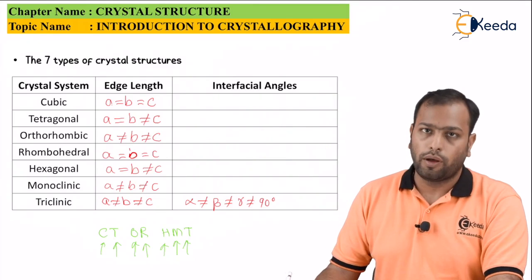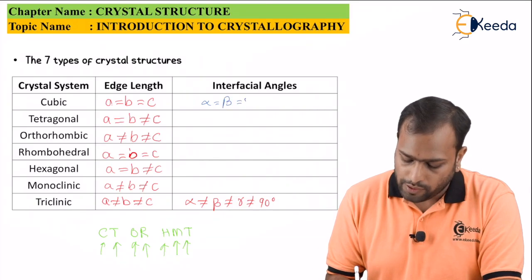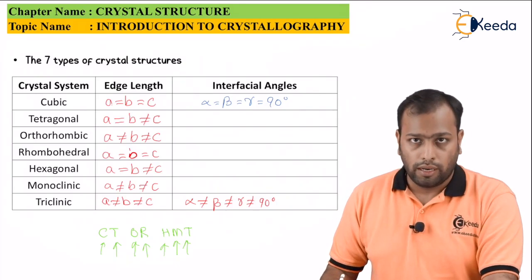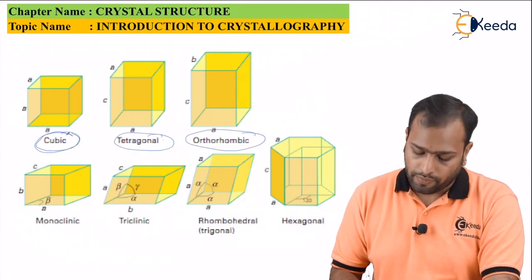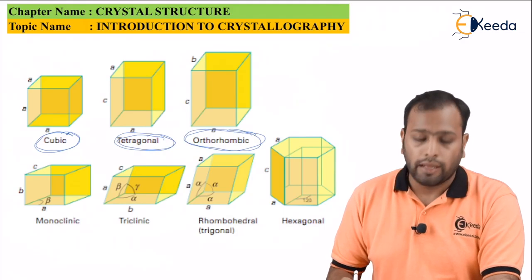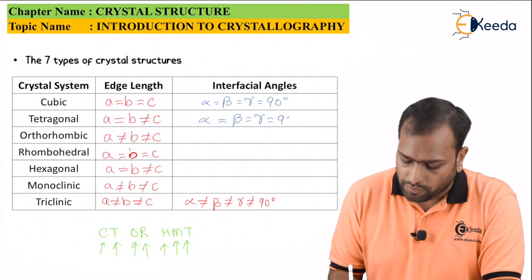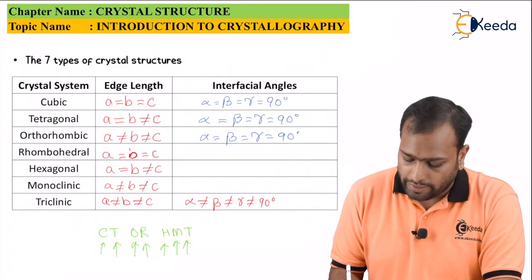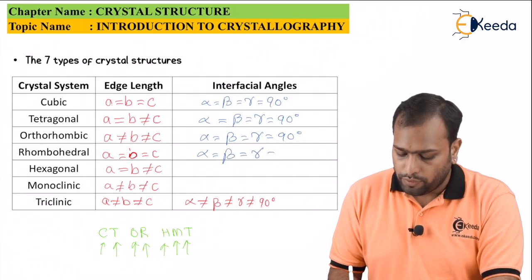For angles, you need to follow a particular pattern which says that in cubic, alpha equals beta equals gamma equals 90 degrees. Now, in tetragonal and orthorhombic, the same pattern will follow. As you can see from the previous slide, in cubic, tetragonal and orthorhombic, all the angles are the same, equal to 90 degrees. Now, in rhombohedral, all angles would be equal, but they won't be equal to 90 degrees.